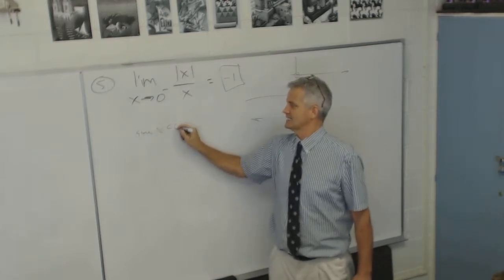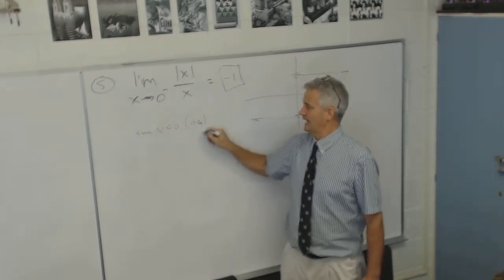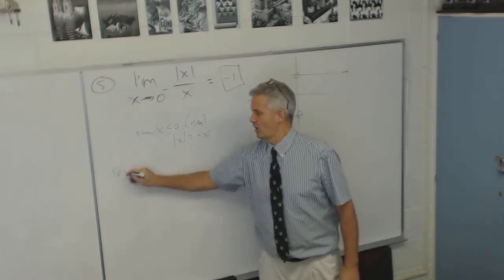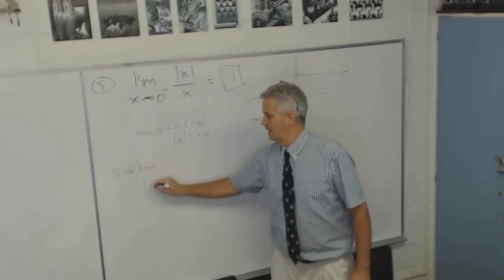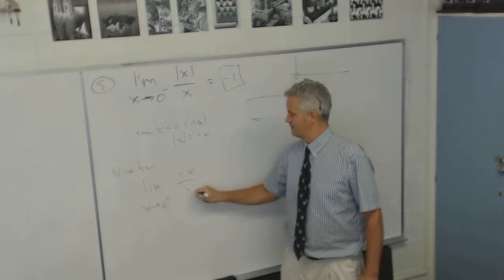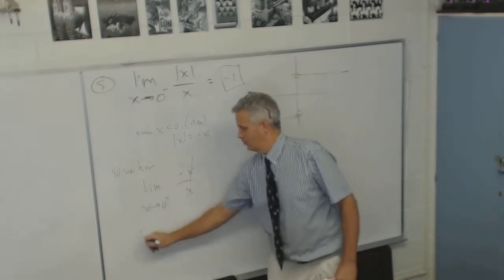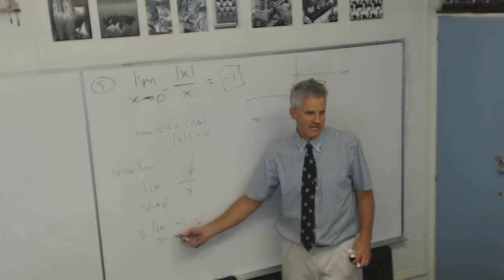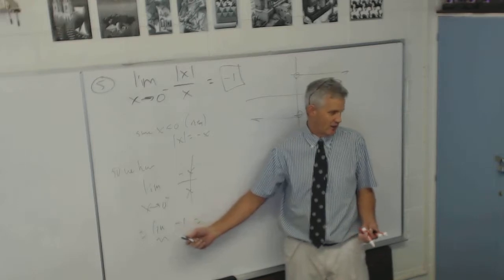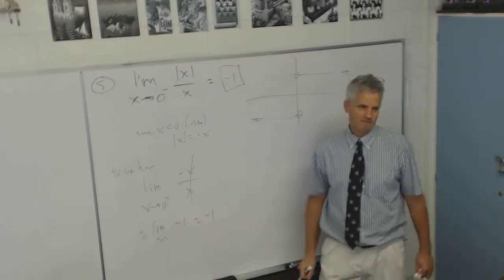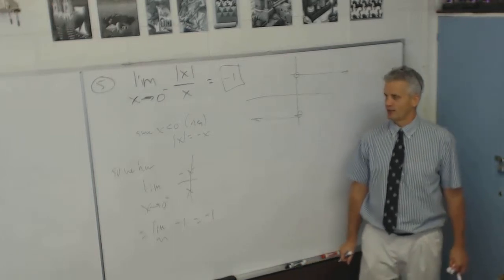You can think about it this way. Since x is less than 0, negative, the absolute value of x is the opposite of x. So we have the limit as x approaches 0 from the left of negative x over x, which is the limit of negative 1. And negative 1 is always negative 1. So what's negative 1 going to as x goes to 0 from the left? Negative 1. That would be another algebraic way to do it.